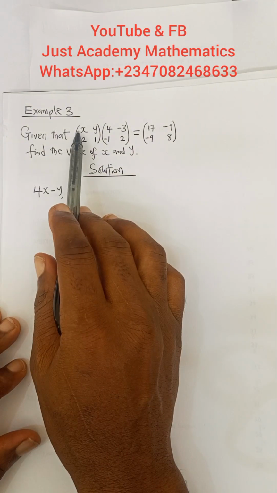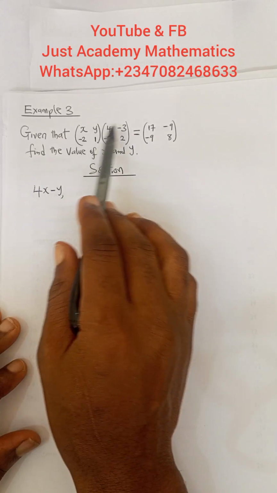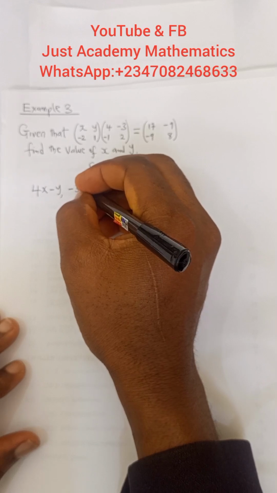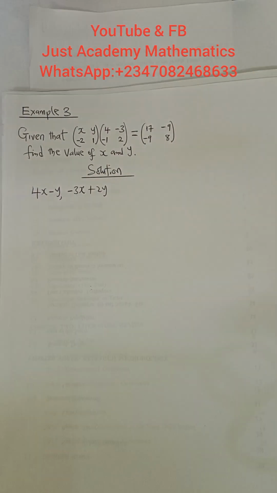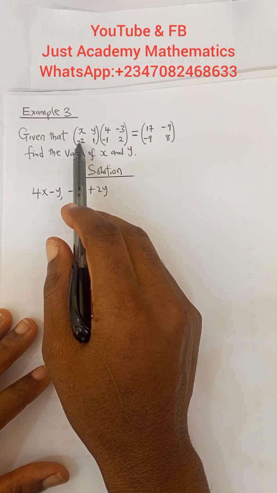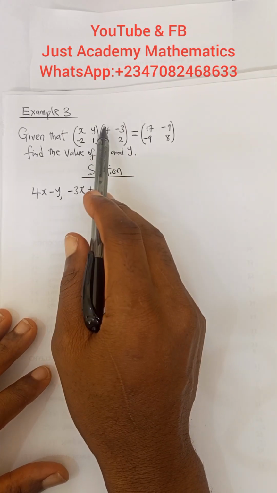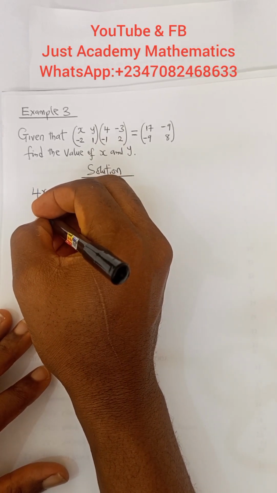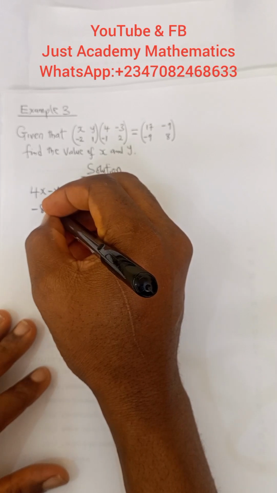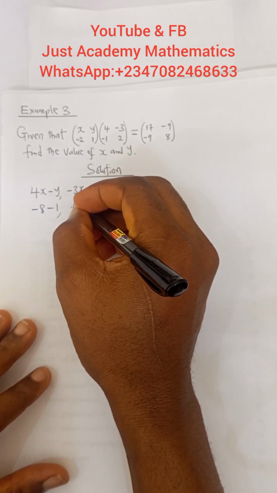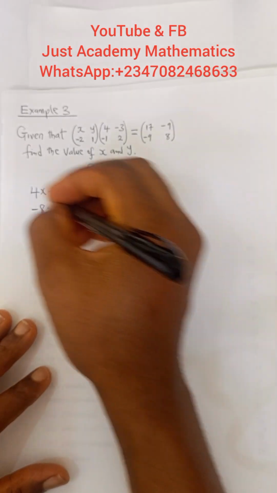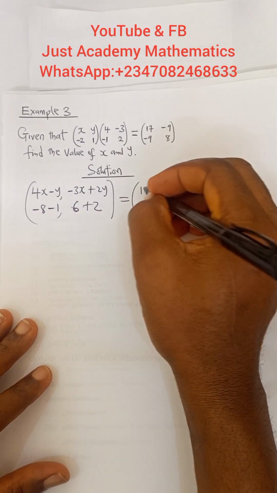That is the first. Then you go again, this row times this second column here. So x times minus 3 is minus 3x, and y times 2 is plus 2y. That is for the first row of the first matrix. Now let's use the second row of the first matrix. Minus 2 times 4, minus 8, then 1 times minus 1, minus 1, then minus 2 times 3, plus 6, and 1 times 2 will give us 2. So this is equal to this matrix here.